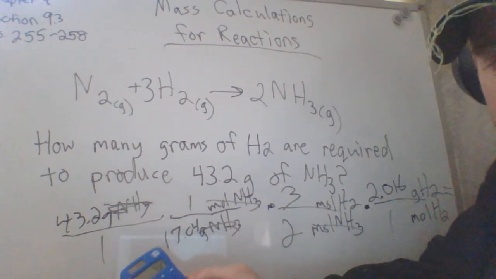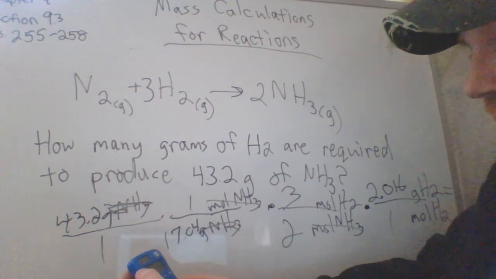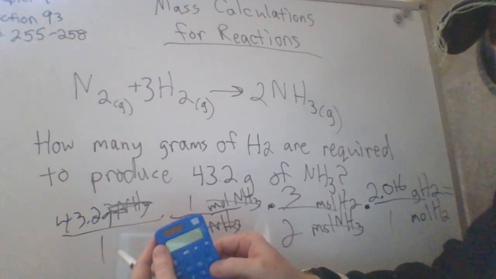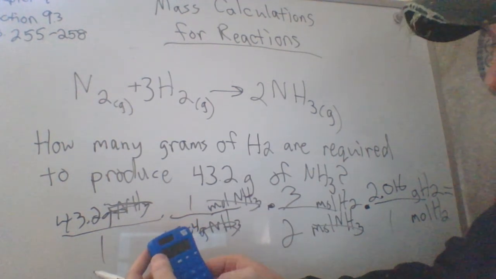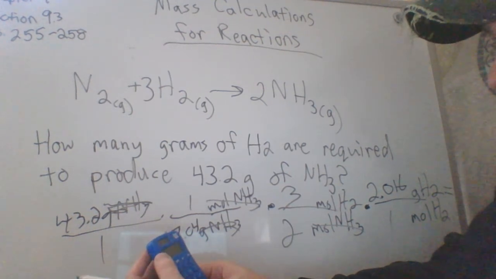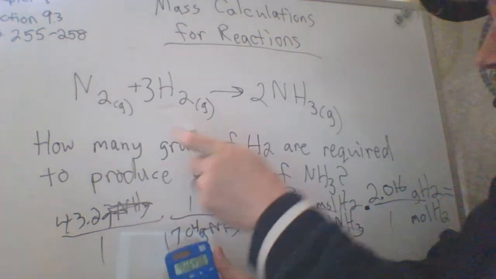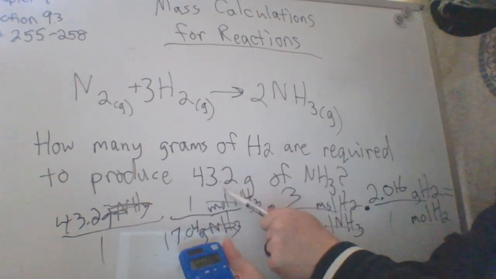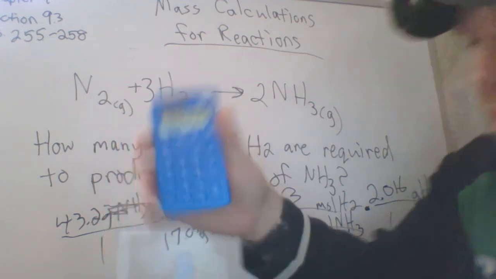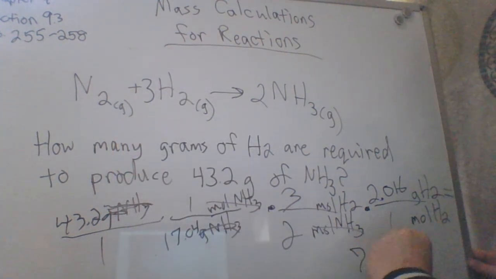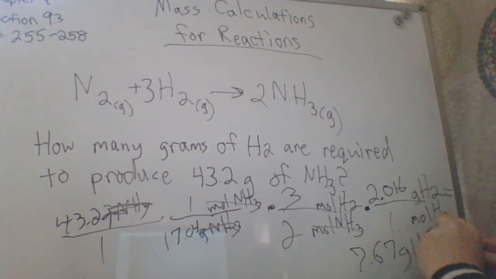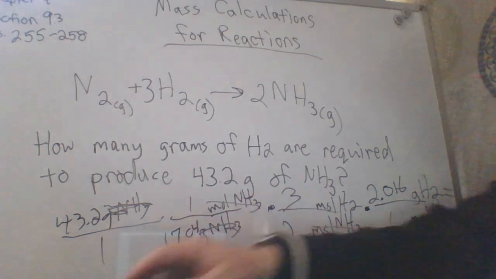Here we go, and then we'll be done. 43.2, hopefully you can all see that, divided by 17.04. I'm right here now. Times 3, because that's on top. Divided by 2, because that's on bottom. Times 2.016. And the answer for this particular problem to 3 sig figs is going to be rounded 7.67. 7.67 what? 7.67 grams of H2. Go back to the problem if you need the wording. And that is mass.